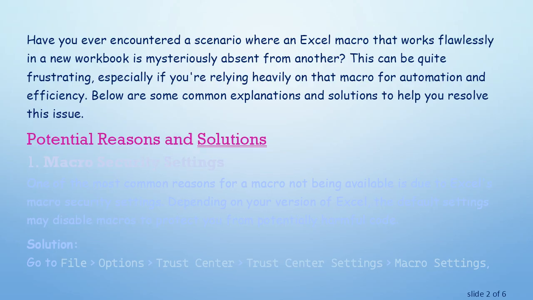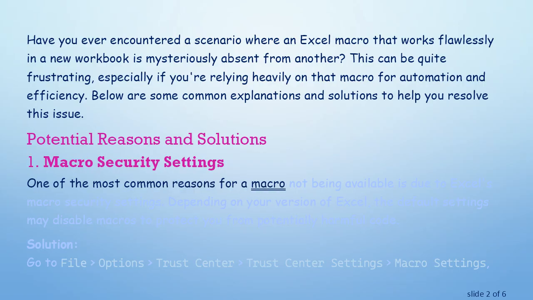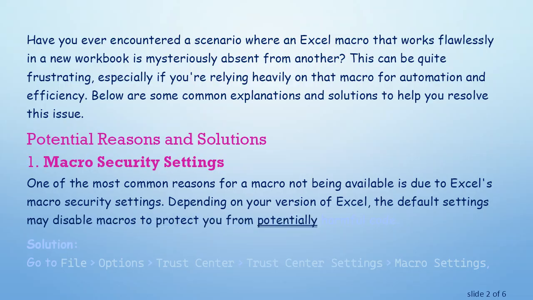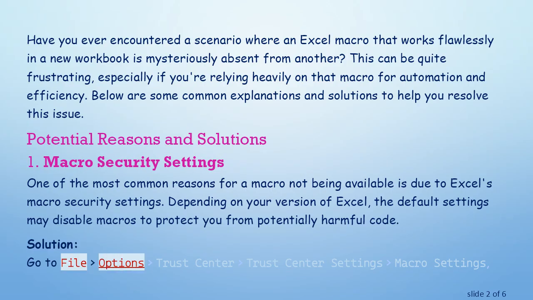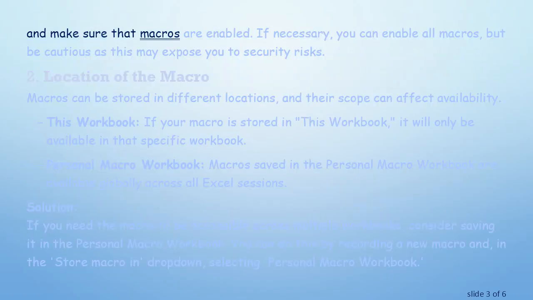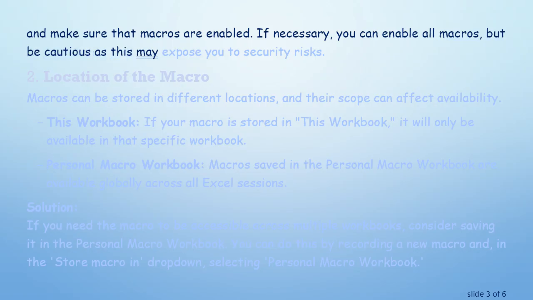Potential reasons and solutions. 1. Macro security settings. One of the most common reasons for a macro not being available is due to Excel's macro security settings. Depending on your version of Excel, the default settings may disable macros to protect you from potentially harmful code. Solution: Go to File, Options, Trust Center Settings, Macro Settings, and make sure that macros are enabled. If necessary, you can enable all macros, but be cautious as this may expose you to security risks.